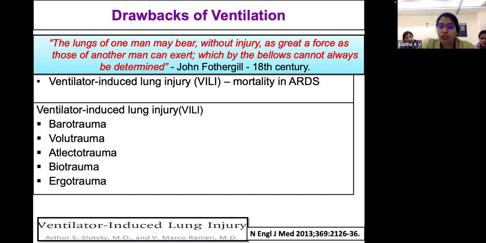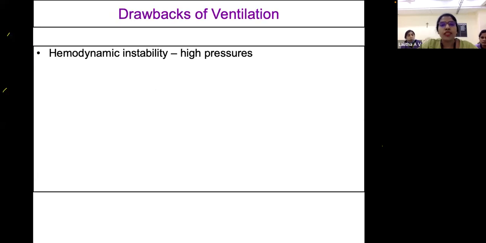Biotrauma because of the oxygen. Some conditions like ARDS, where the inflammatory surge or inflammatory cascade is dysregulated. In those children, if you don't ventilate them appropriately, these children can develop biotrauma, and because of the mechanical power, or excessive mechanical power or variation, they can develop ergotrauma. So these are the drawbacks.